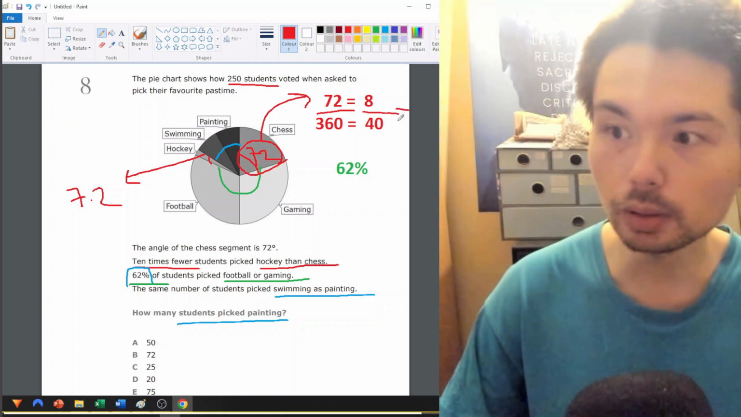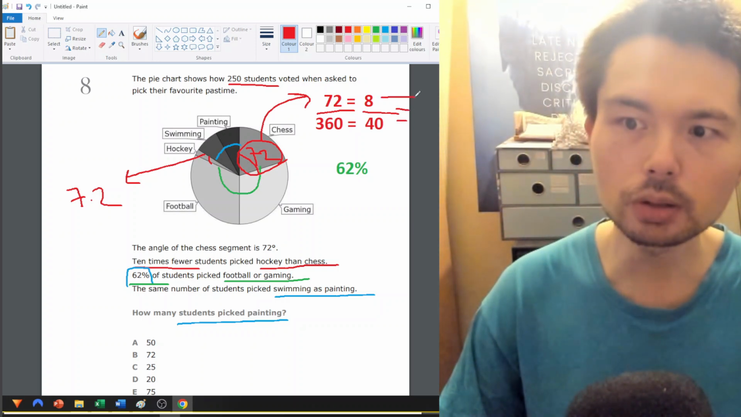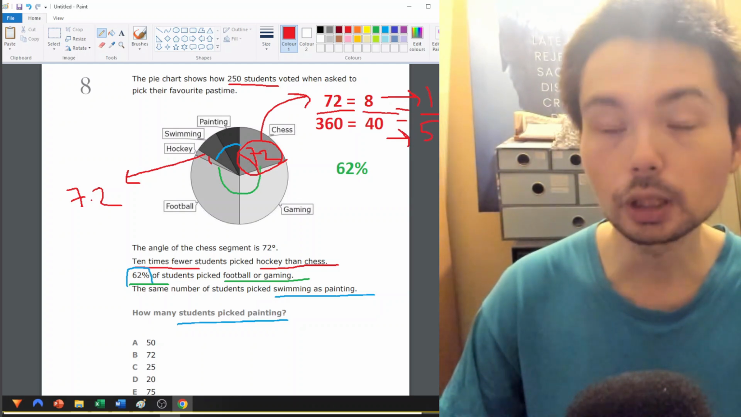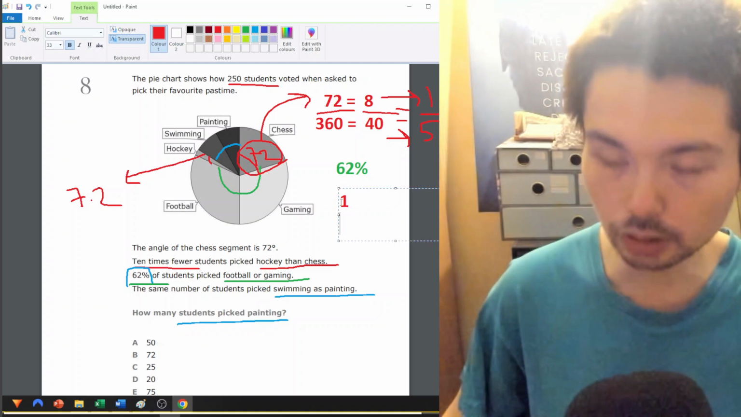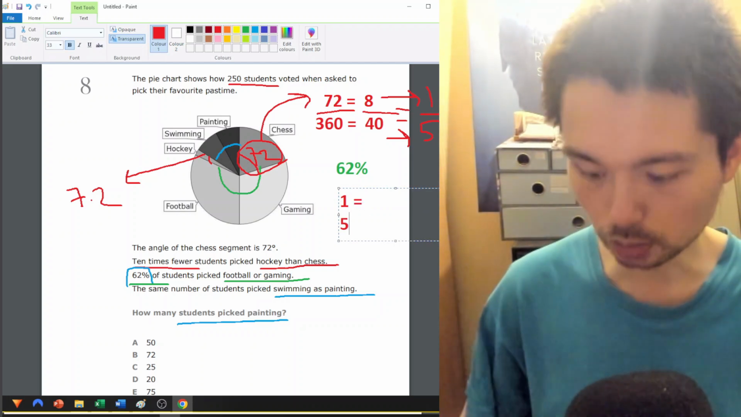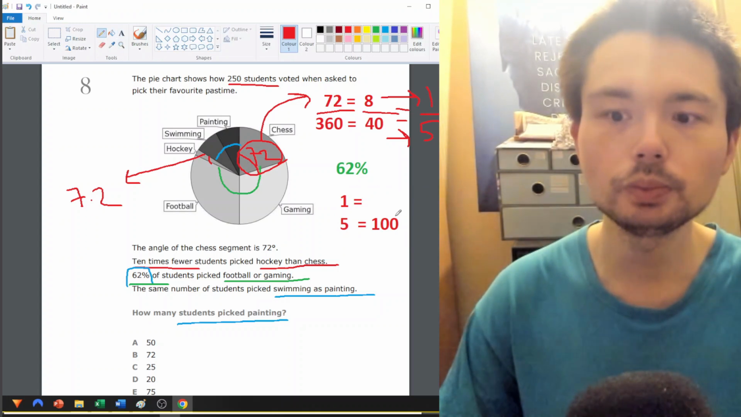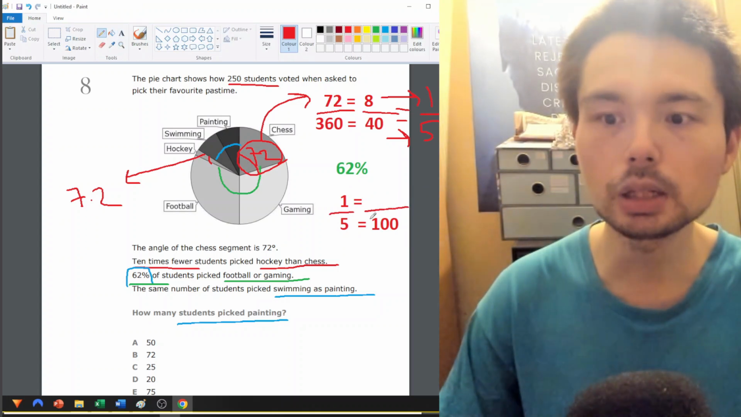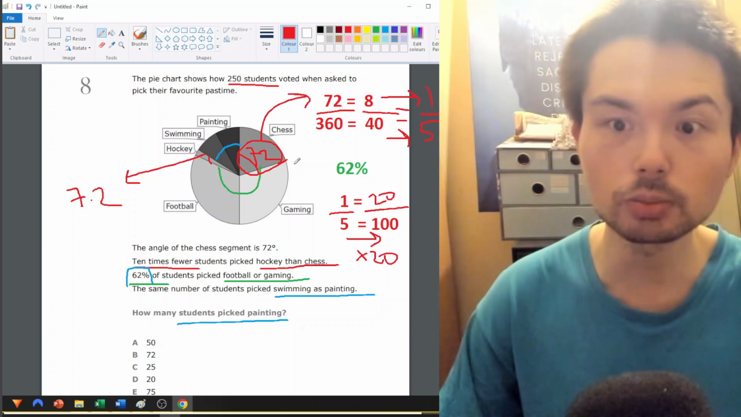We need to keep simplifying. That means making both top and bottom smaller. They're both in the 8 times table, so this becomes 1 over 5. And what percent is that? Well, percent means out of 100. Write it with me. 1 over 5 is equal to what over 100? That would be 20. Look at the bottom, times 20. So really, all we're saying is this red bit is worth 20%.